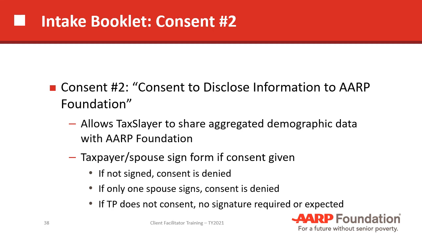So the taxpayer and/or the spouse sign the form if the consent is given. And here again, if not signed, the consent is denied. If only one spouse signs, the consent is denied. And if the taxpayer does not consent, then they do not need to sign. If the taxpayer does not want to consent, then no signature is required or expected.